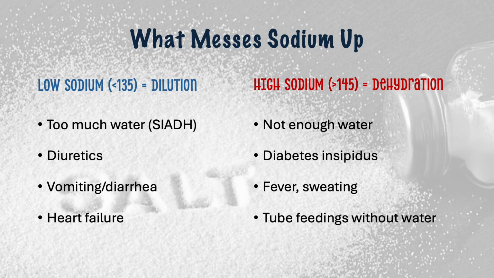In high sodium, we'll call this hypernatremia. These values will be greater than 145. In hypernatremia, the body does not have enough water. It's what we would call maybe dehydrated. This can be caused by a condition, diabetes insipidus, can be caused by fever, sweating, or tube feedings that are given to the patients that do not have enough water in them. So it'll make the patient become dehydrated, but also have a high amount of sodium. So remember that water loss will equal sodium concentration.